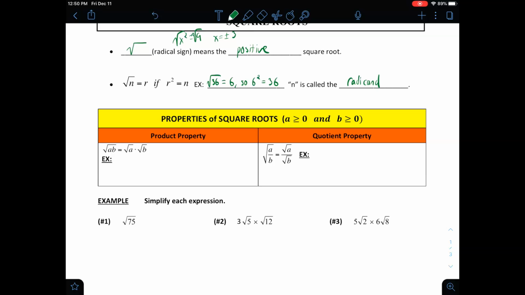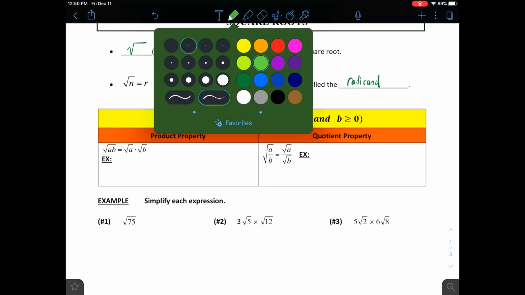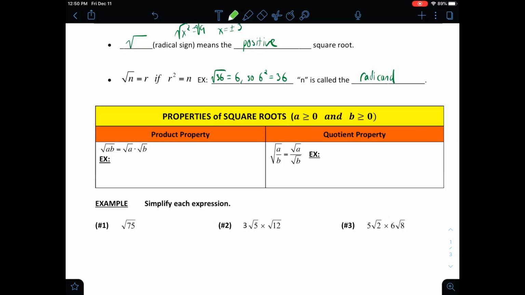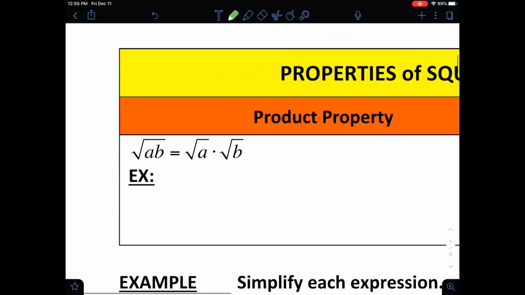So, let's get into properties of square roots, where a is greater than or equal to 0 and b is greater than or equal to 0. So let's go ahead and change the color here. The product property: if we have the square root of a product, it equals the product of its square roots. Well, what does that really mean? Basically, it means we have a square root of a number that's a product of 2 numbers, and we can break it down into smaller square roots.